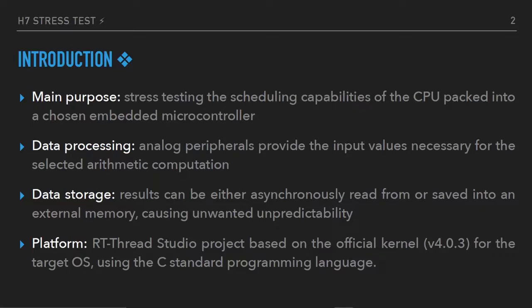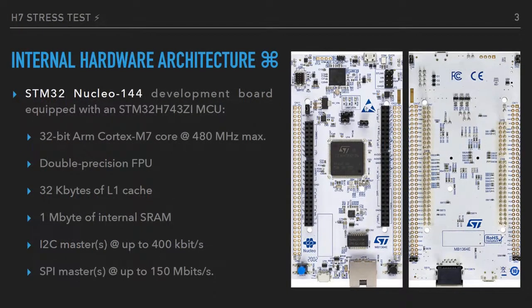Our project was about developing a stress test for the real-time capabilities of RTThread using an STM32H7 development board by ST Microelectronics. We used the latest available version of RTThread and RTThread Studio, and we programmed using only the C standard programming language, trying to abide by the rules of the MISRA-C standard. The board chosen by us had more than enough power and peripherals for what we needed, and was chosen mainly because we already had one, and so it was easy to program on one.